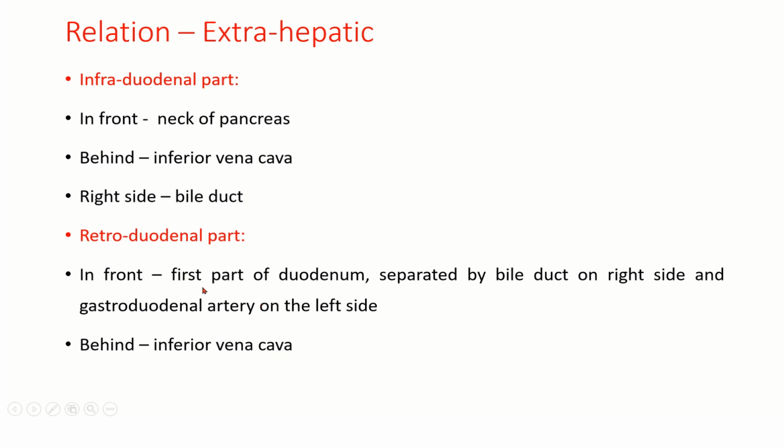So between the first part of duodenum and the portal vein, there are two important structures. More towards the right side is the bile duct, and more towards the left side is the gastroduodenal artery. And two important points for next exam in this slide is that gastroduodenal artery is not having any accompanying vein, whereas prepyloric vein of Mayo is not having any accompanying artery.